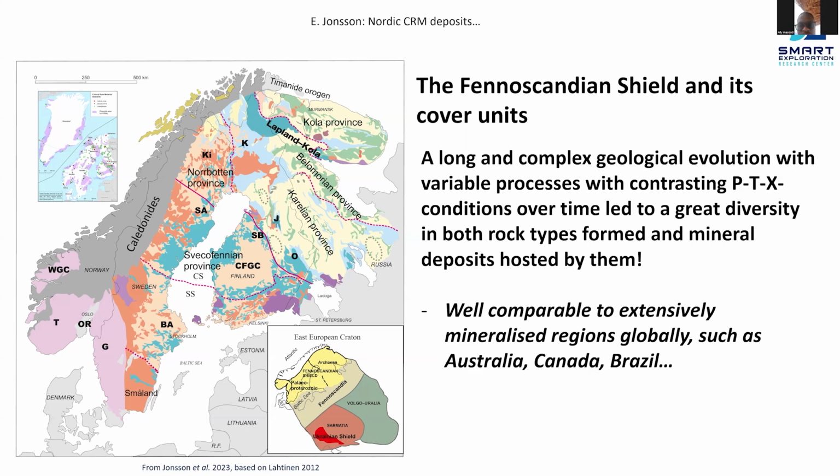This makes the Fennoscandian Shield in the Nordic countries well comparable to extensively mineralized regions, as we all know, such as Australia, Canada, Brazil, and so forth. All of these represent old, complex, geologically very varied continental areas with a very long history of diverse processes.